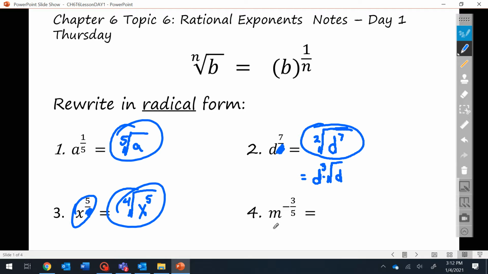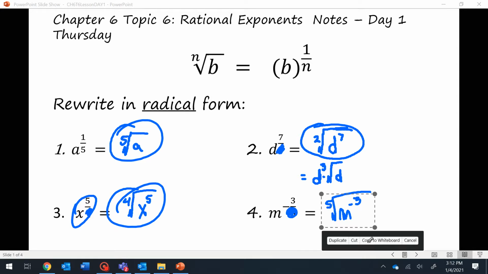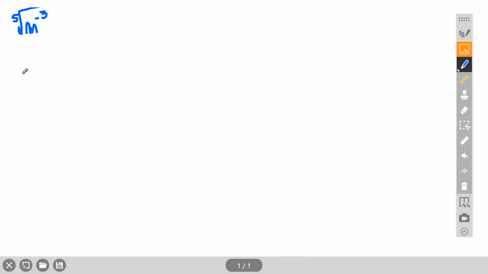All right, now this one is a little bit tricky. So the index is 5. So 5th root, and then if the 5 is gone, we have m to the negative 3rd power. All right, but remember, we're not supposed to have negative exponents. So let's see how we are supposed to fix this one. If you think back, the way that you fix negative exponents is by putting them in the denominator. So this would be 1 over the 5th root of m cubed.